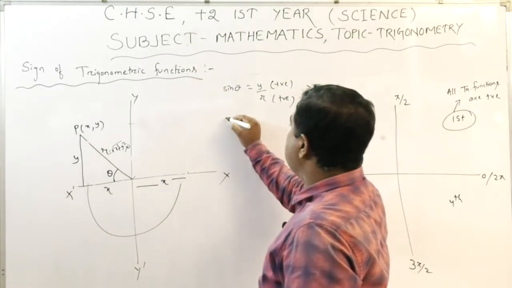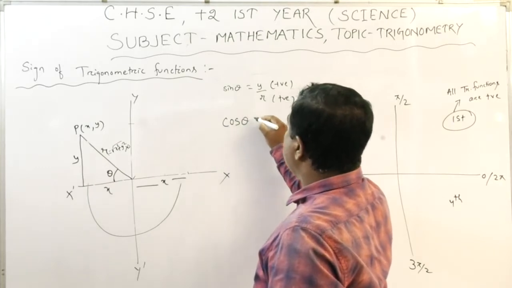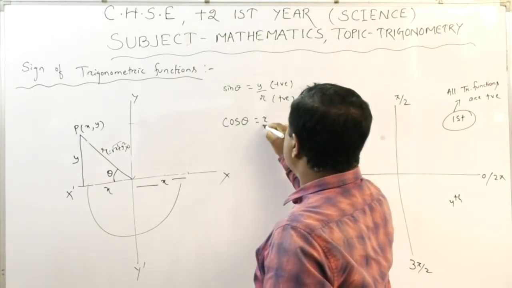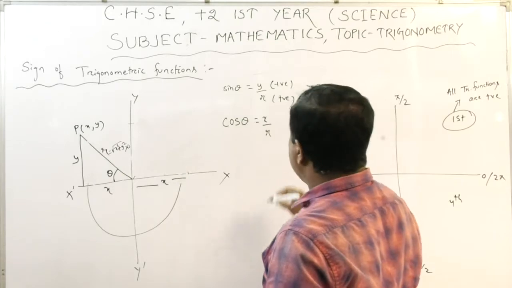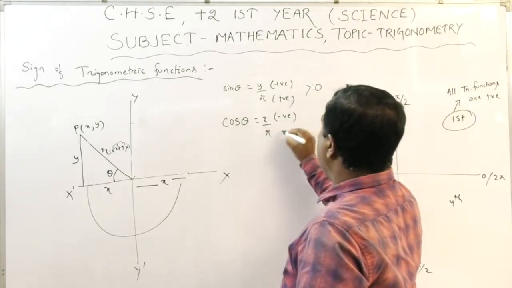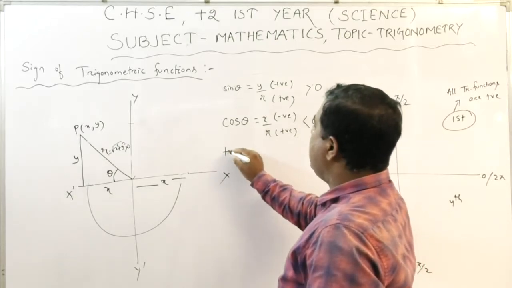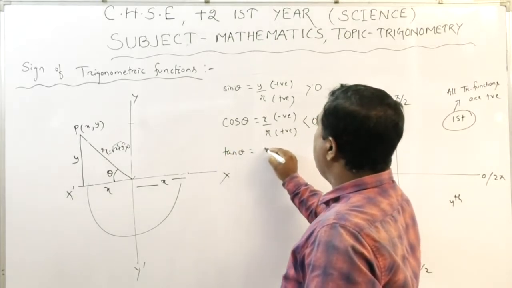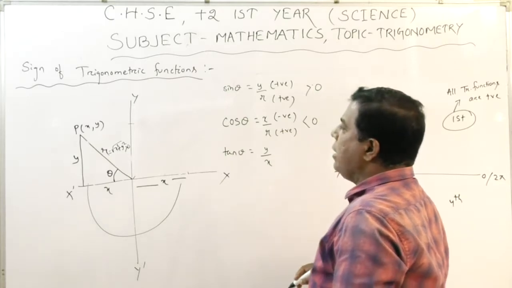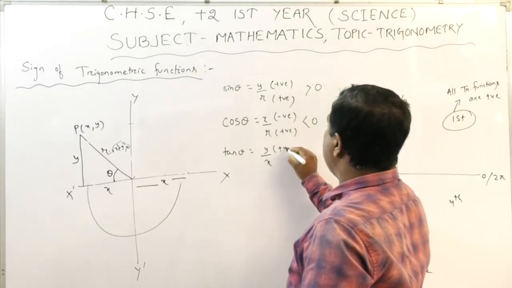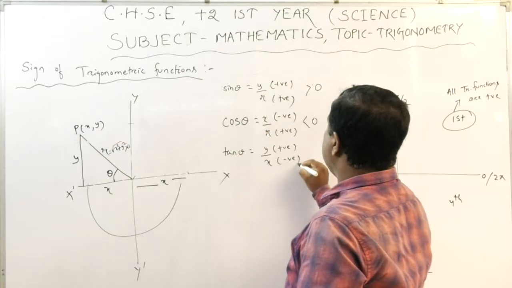Now what about cos theta? Cos theta is x on r. Now x is negative here and r is positive, so their ratio is negative. What is tan theta? Tan theta is y on x. It is positive and it is negative, so the ratio is negative.